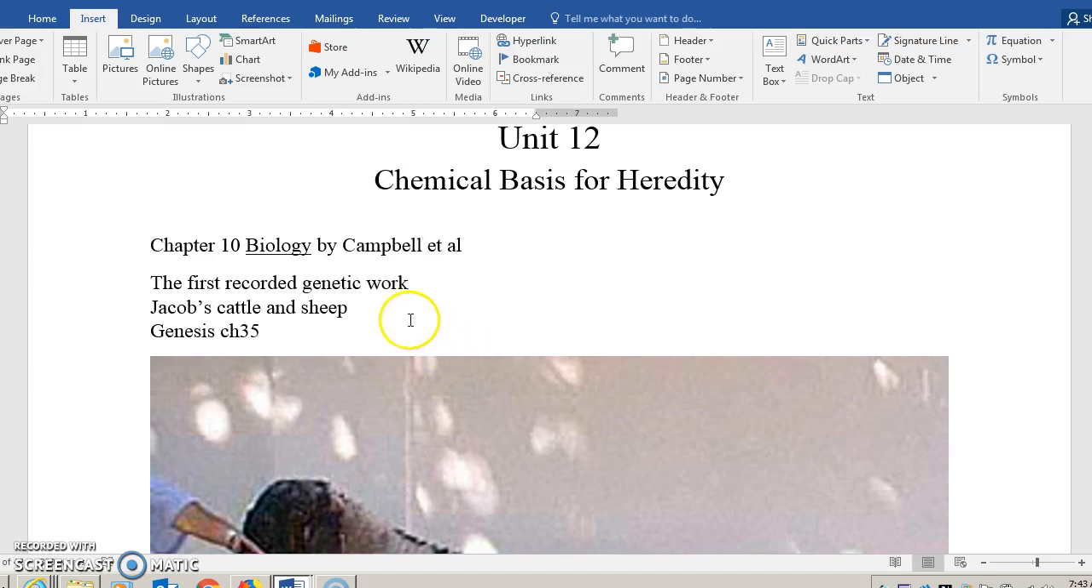But I mentioned when I was at the university, one of my instructors, a botany instructor, actually mentioned the first genetic experiment being found in the book of Genesis. And I looked it up. It's chapter 35 if you want to take a look. It has to do with Jacob's cattle and sheep and the arrangements that he made with his uncle Laban for his two daughters. He worked 14 years for them.